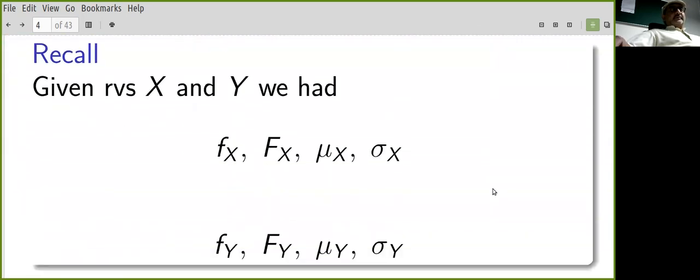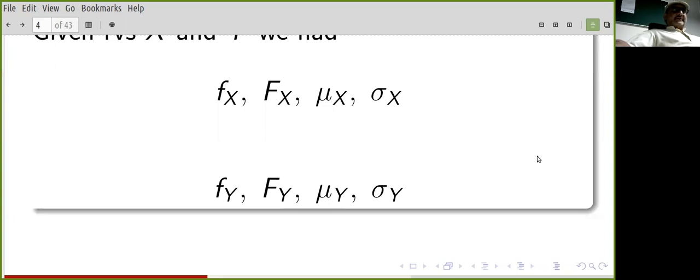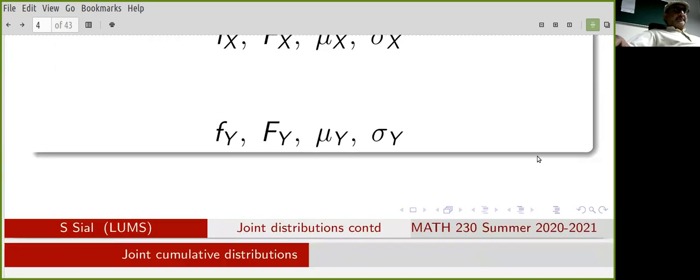So recall that previously we had discussed that if we had random variables X and Y, they can have probability mass functions or probability density functions, small f sub x and small f sub y. They have cumulative distributions, capital F sub x, capital F sub y, and the minimum that we want to be able to calculate are the expectation of X, the variance of X, and the standard deviation of X, and the expectation of Y, the variance of Y, and so the standard deviation of Y.